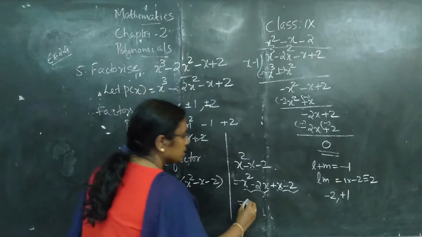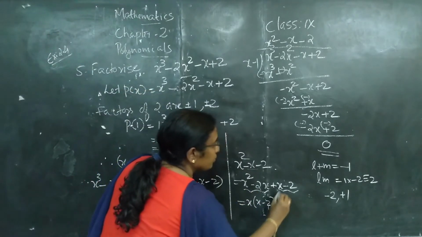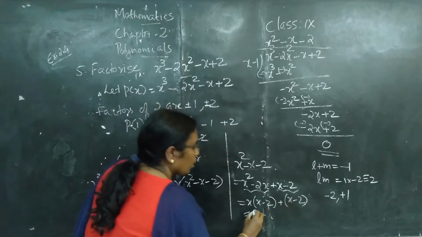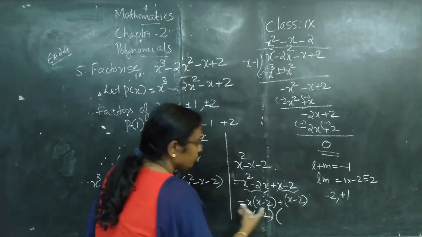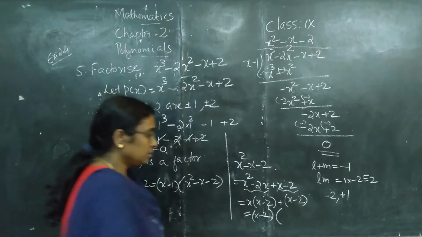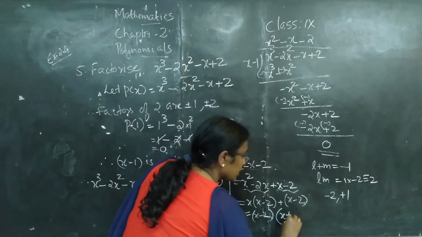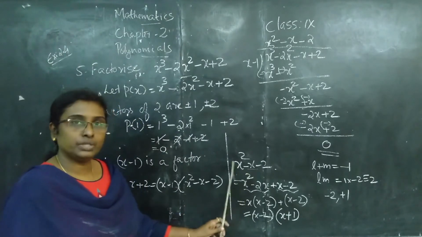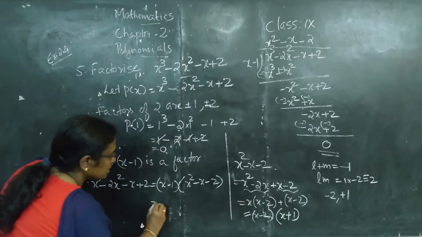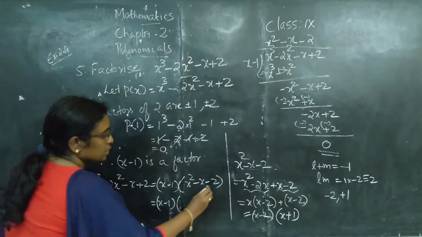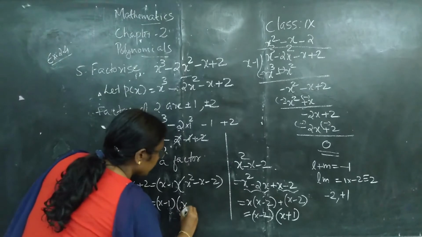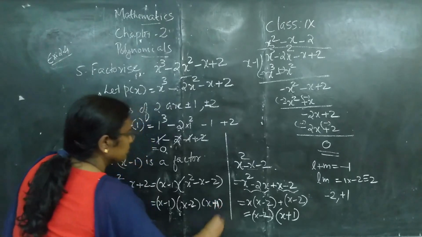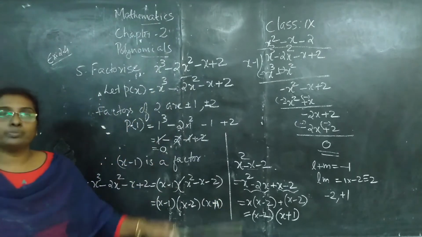The common factor here is x into x minus 2, plus here the common factor is 1, that is x minus 2. Here also the common factor is x minus 2. If we take x minus 2 from here, the remaining factor is x, here the plus sign, here it is 1. So, x minus 2 into x plus 1 are the factors of this quadratic polynomial. So, we can write x minus 1 into x square minus x minus 2 as x minus 1 into x minus 2 into x plus 1. These are the factors of this cubic polynomial.